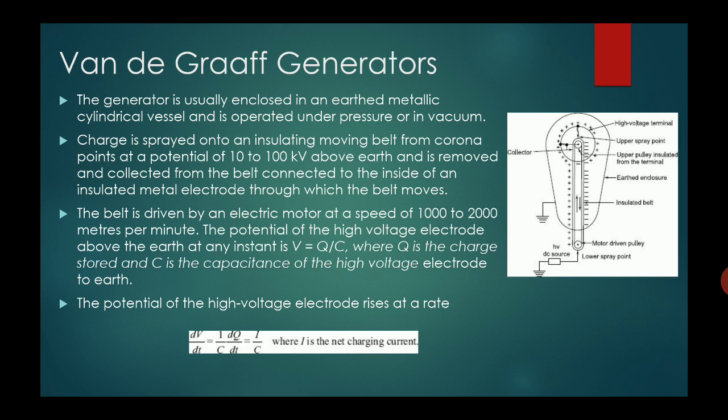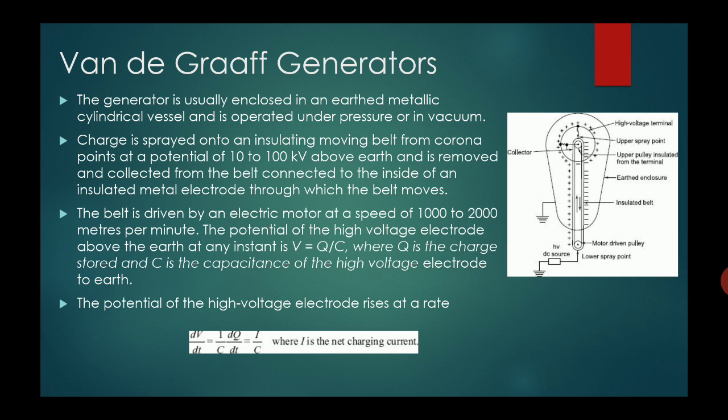So this is the Van de Graaff generator. On the right hand side we have a schematic diagram of it. The generator is usually enclosed in an earthed metallic cylinder vessel and is operated under pressure or in vacuum. So this oval shaped vessel is earthed, and it is under vacuum. It's a metallic cylinder. Charge is sprayed onto the insulating moving belt. You can see the moving belt going in and out of this enclosed vessel.